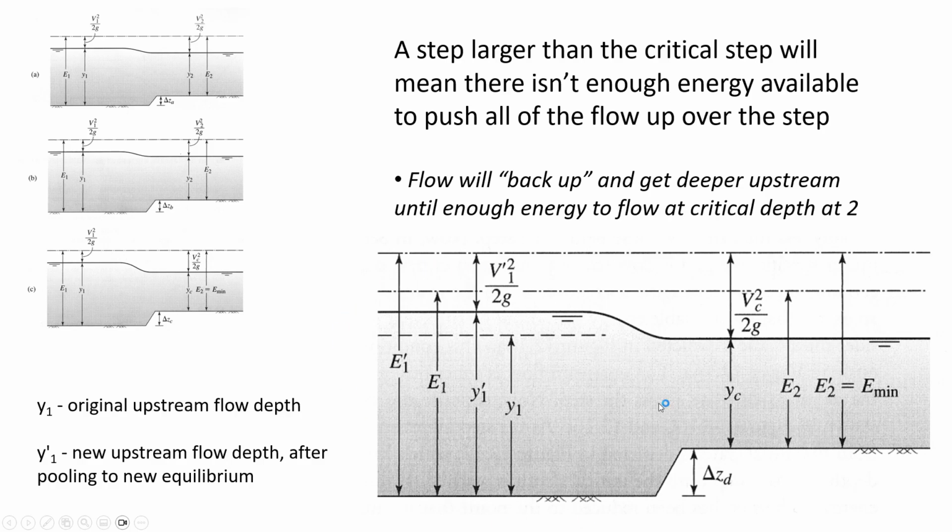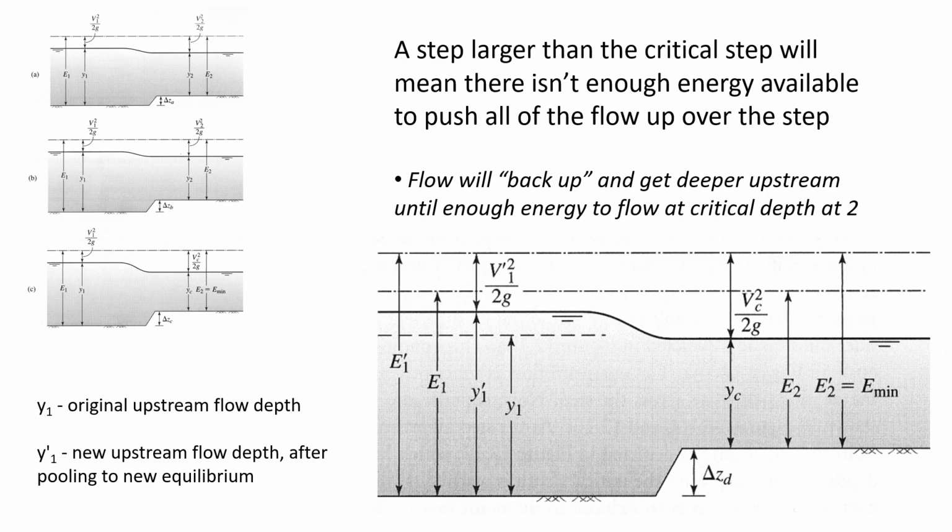So here's just a zoomed in look at that 4th case, because it's really important that you understand the terminology here. Y1 was the original depth upstream prior to pooling. Y'1 means how deep the water got after pooling. Now, who can explain why pooling occurs? Who can restate or summarize why the water pools at 1? Garrett? You got it? Why does the water pool at 1 in this case?